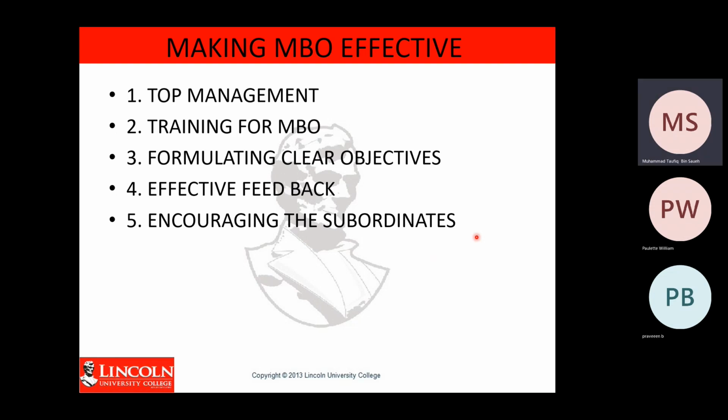And then how to make the MBO effective? To make MBO effective, you must have the participation from the top management. So top management must play a role when they want to implement the management by objective technique. You must also give training to the employees for MBO. You must have a clear objective for the MBO. You must also encourage your employees to give effective feedback, because the feedback will create a better MBO style. And then encourage the subordinates to participate, so that you can create a better management style.